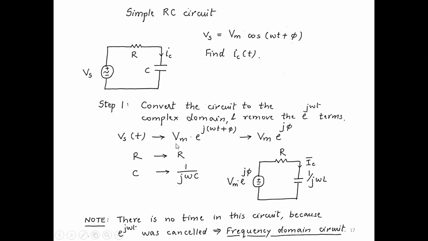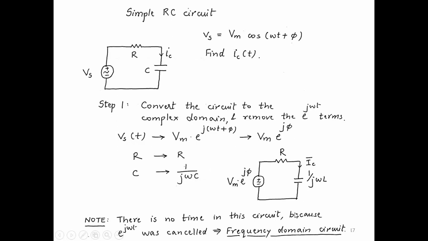So we say Vs is equal to Vm e raised to j omega t plus phi. Then we remove the j omega t as we've seen before. So Vs becomes Vm e raised to j phi. The resistor stays as R. The capacitor becomes 1 over j omega c. So then we redraw the circuit. The circuit is the same, the component values are different. So Vs becomes Vm e raised to j phi. The capacitor becomes 1 over j omega c.